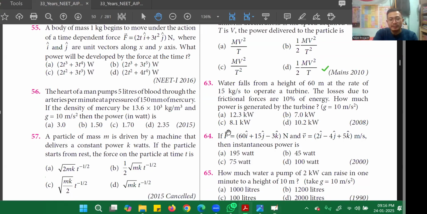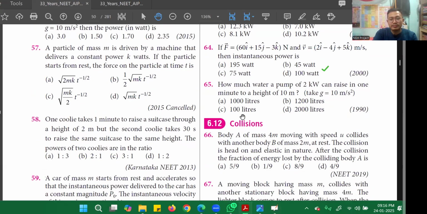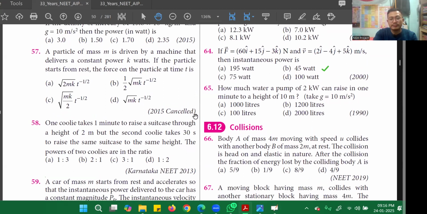Yeah. Next, the 64, 65. Collision. Abdi collision. 64, 65.